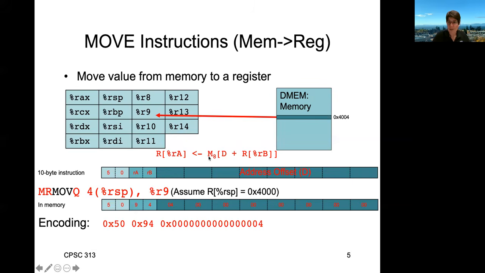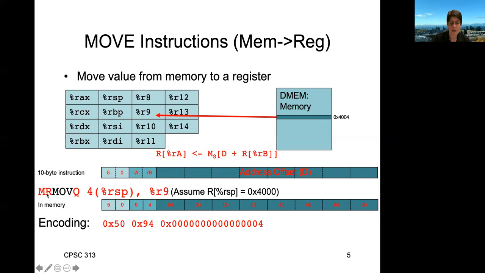We can think of memory as a big array of 8-byte quantities, quad words. And so we're going to take the data that is located at that address, and we're going to put it into the register indicated by the RA field in the instruction. So here's the encoding of our instruction. We have an opcode of 5 with no function code, and we have 2 registers, RA and RB, and then we have this 8-byte constant.